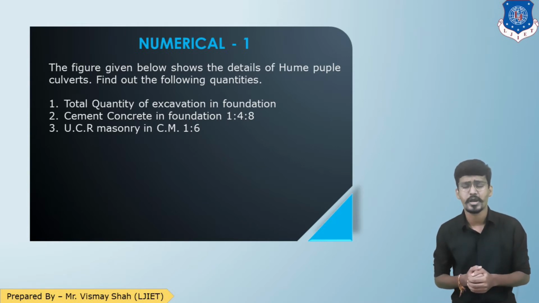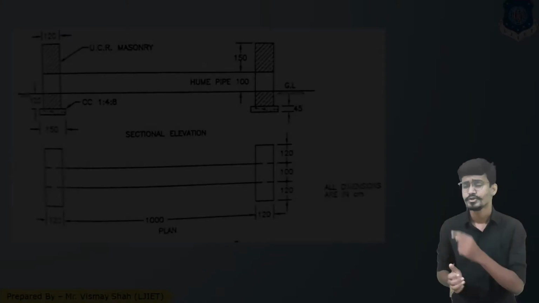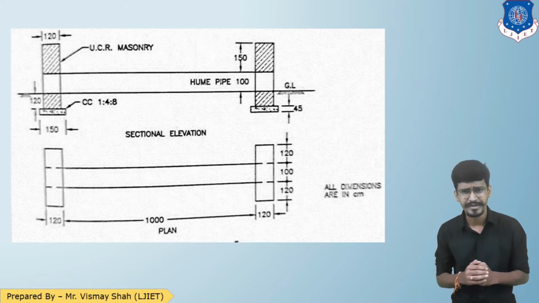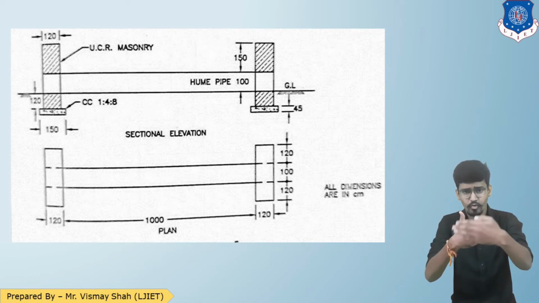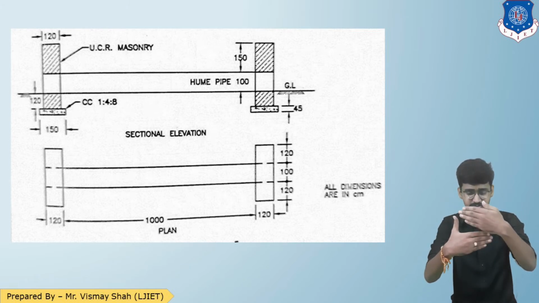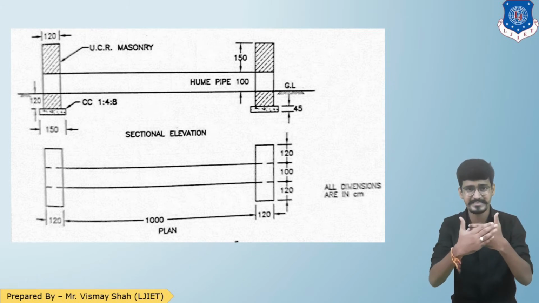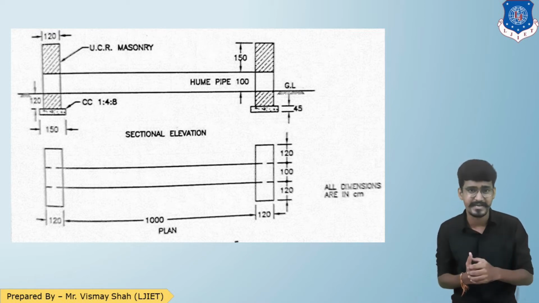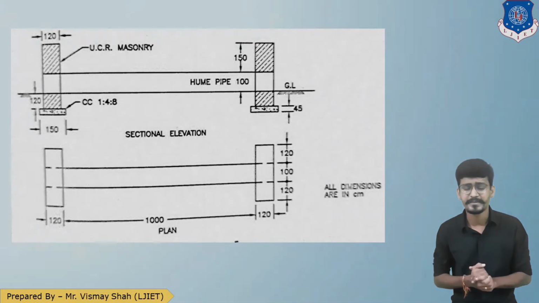Let us begin with the total quantity of excavation in foundation, and let us see the figure of Hume pipe culvert. So here is the figure of Hume pipe culvert. The plan and the sectional elevation is given with the dimension detailing. Now students, let me clarify this. When you are seeing the Hume pipe culvert, it is of 2 ways. But when you are seeing it, only one side is being seen. The same will be on the other side. Alright, so keep this in mind.